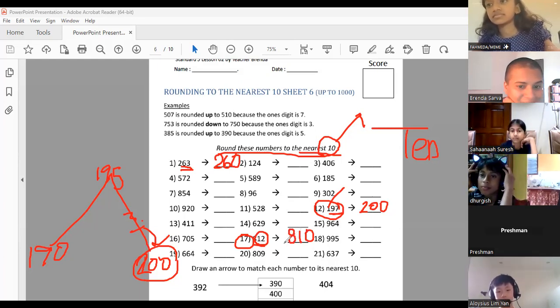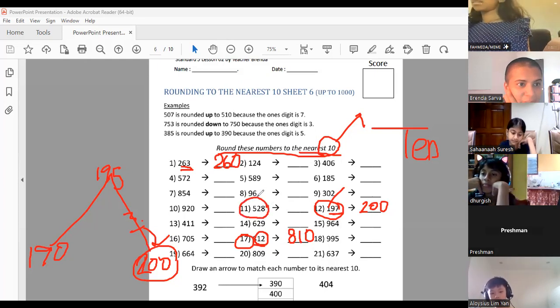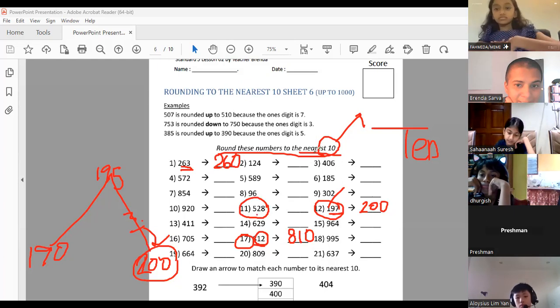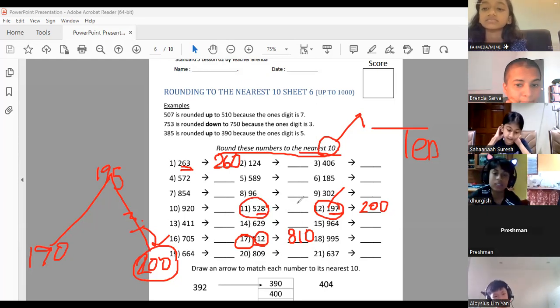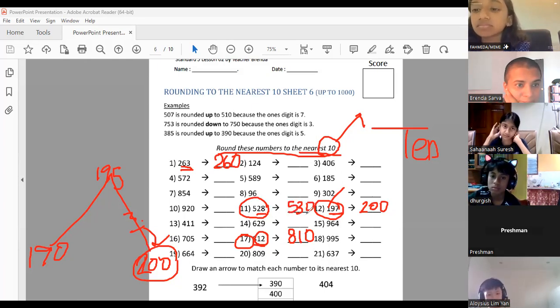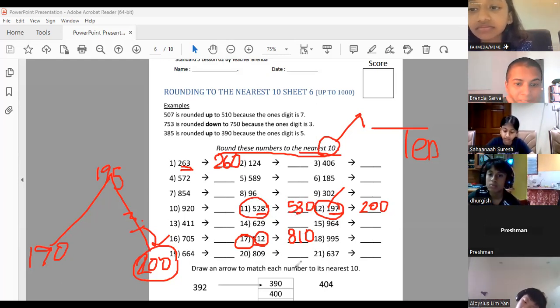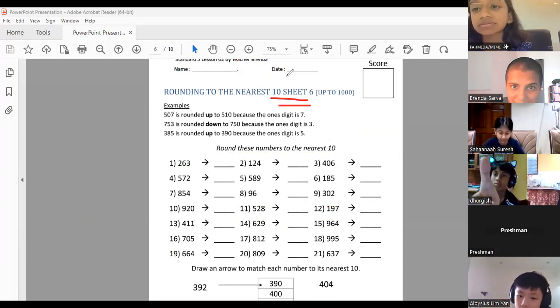Do you understand? Okay, now let's do number 11, 528. Look at the tens. It's only 28. So 28 becomes what? 30. Good. So that 500 you keep. Don't make it disappear, just keep it. Okay, so it's 530. Do you understand now how to do this page? Rounding to the nearest tens.